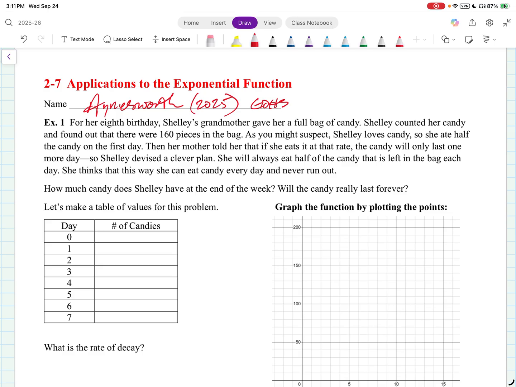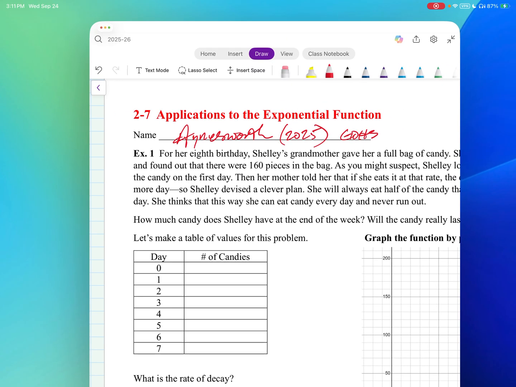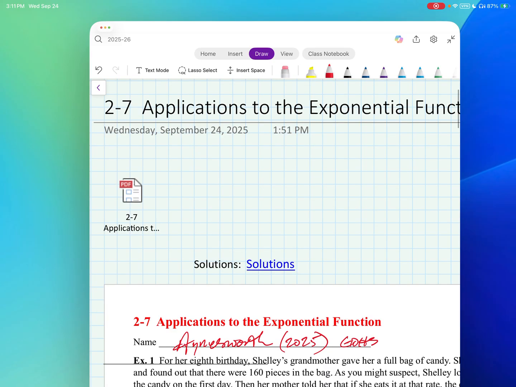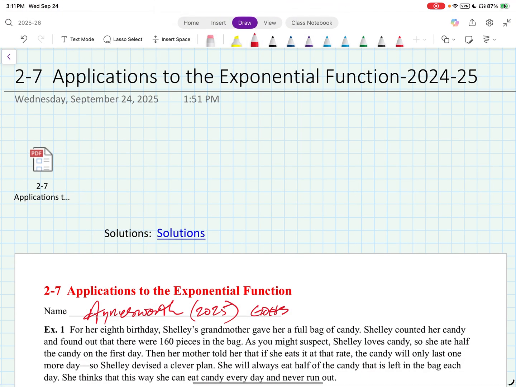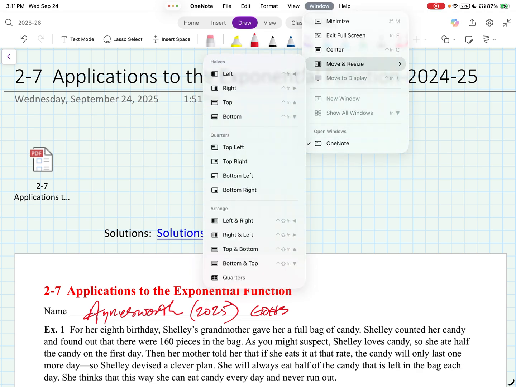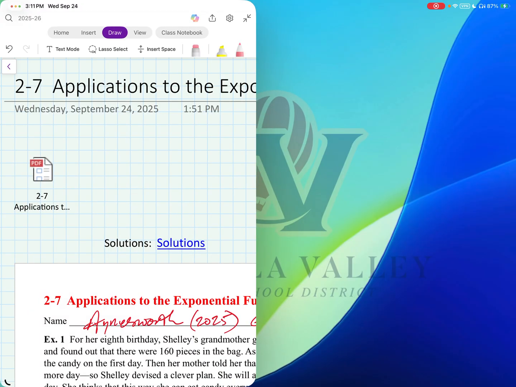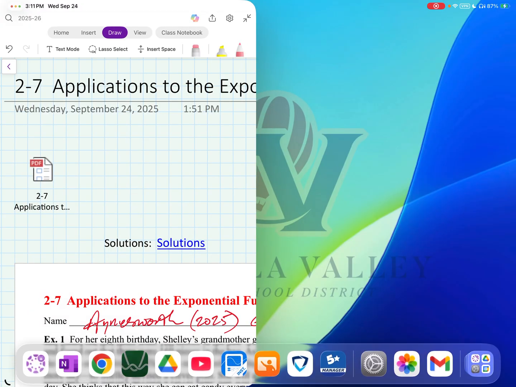So let's do that. We're going to swipe down from the top on your iPad, not like that. Okay, so hang on. Let's see here. There we go. Swipe down where you see the little menu at the very top and select Window. Select Move and Resize, and I'm going to put it on the left. Okay, there we go. I need Desmos, so let's bring it over here.